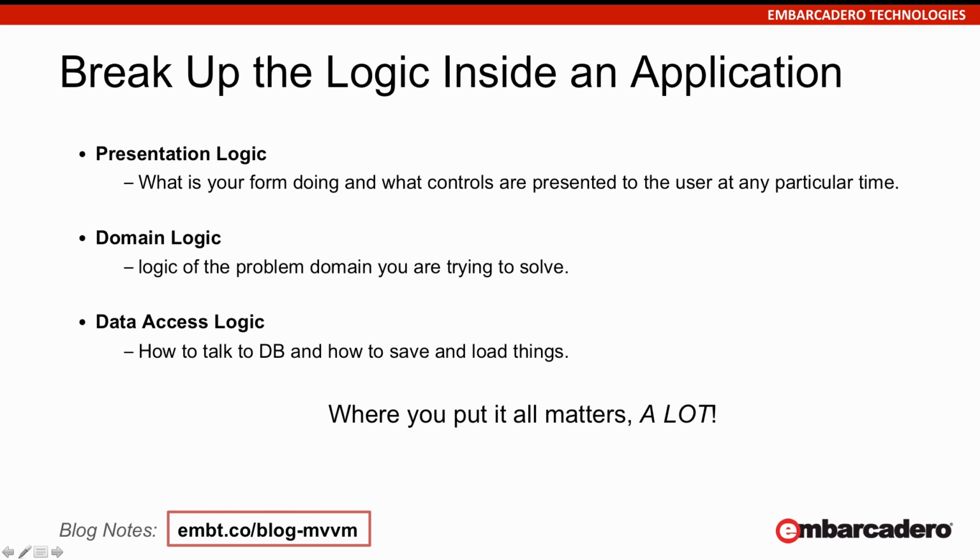If you break up the logic inside an application, you can separate code into three distinct categories: presentation logic, domain logic, and data access logic. Presentation logic is what your form is doing and what controls are presented to the user at any particular time. Domain logic addresses the problem domain you are trying to solve. Data access logic defines how the application talks to the databases, and the saving and loading of information.